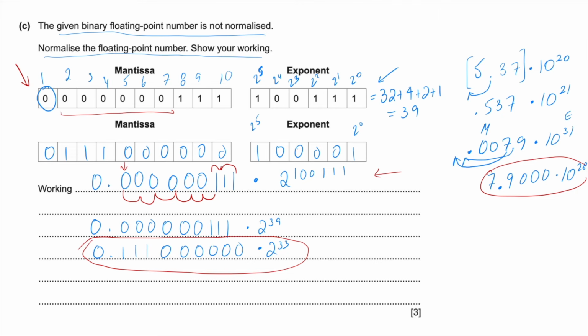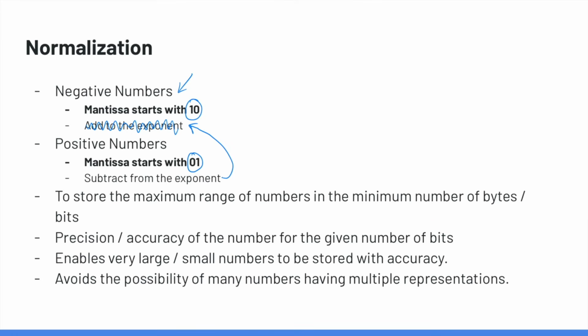We did add some more zeros right here, but if we could only store 4 or 5 bits, that would have been enough. So in cases where we don't have as much storage, this can be very useful. So that's a great example of how we can store the maximum range of numbers in the minimum number of bytes or bits, and how very large and very small numbers can be stored with accuracy.